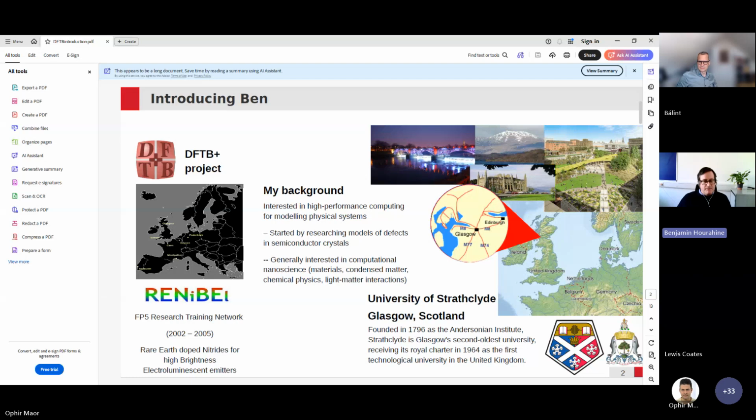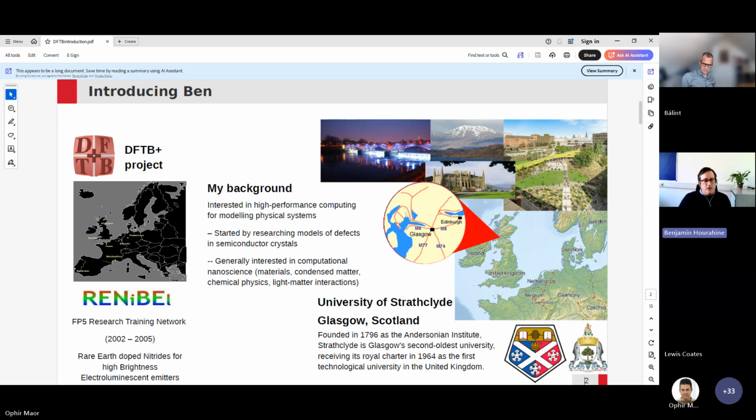So my background is originally applying high performance computing for modeling, particularly of impurities and defects in crystals. So a technique called density functional theory originally, and you know, I'm around long enough. I've been using things like Cray T3Ds, carrying on forward into these kinds of areas. And I'm generally interested in computational nanoscience. So this is problems in material science, condensed matter, some chemical physics, things like light and matter interactions.